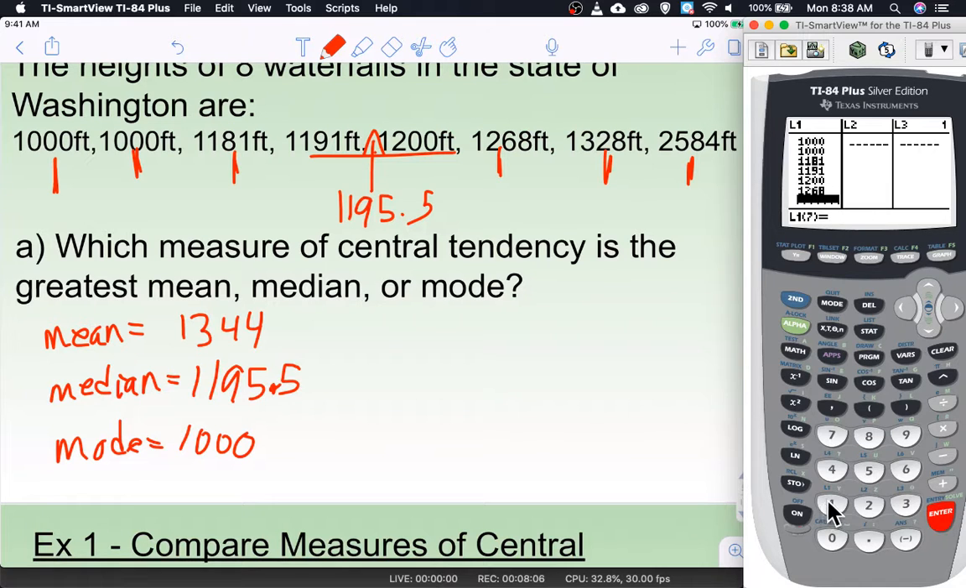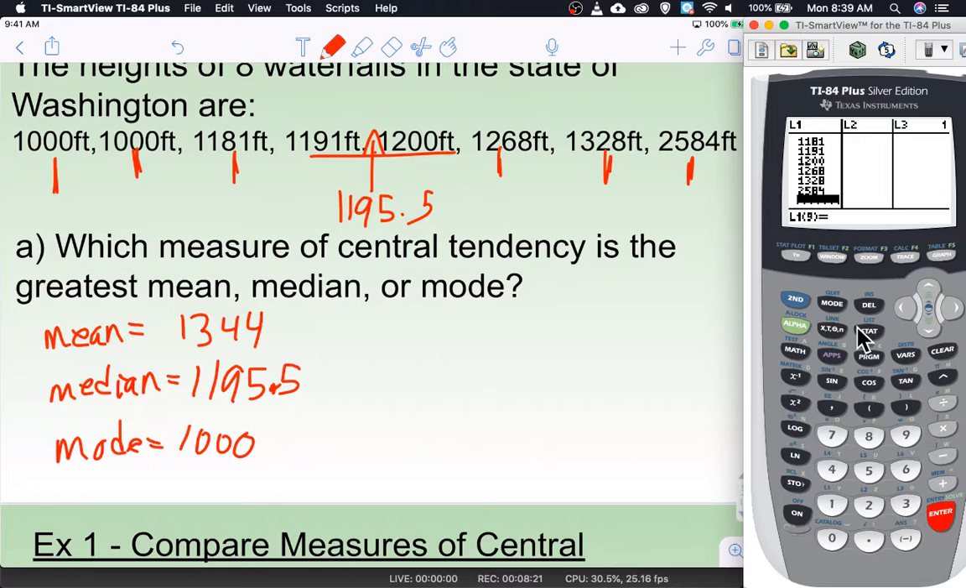I don't know, same number of mistakes maybe as you're typing numbers in on the calculator, but it might also be a way of checking your math. So I've typed in all the numbers. Okay, so all my data values are here.